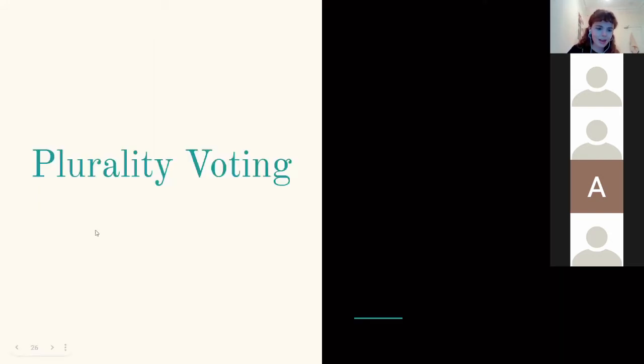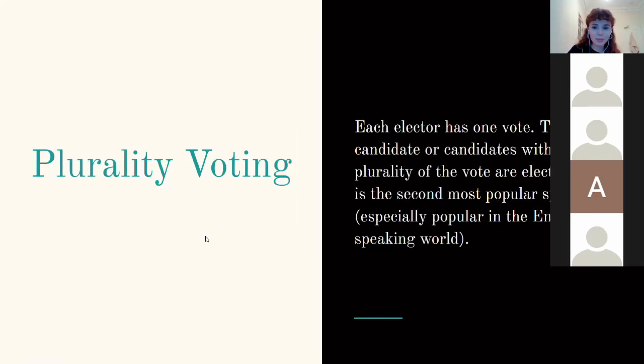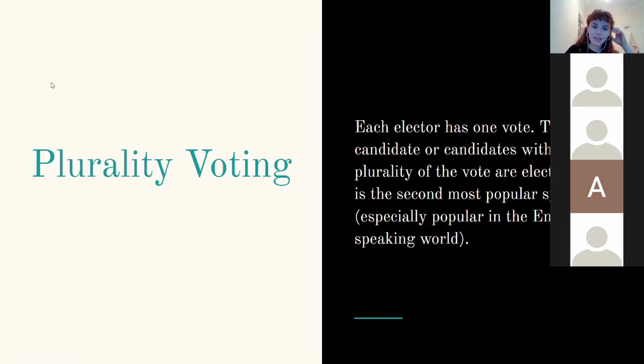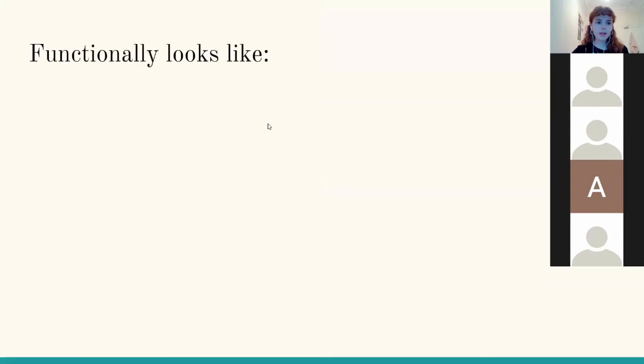debate. Okay, the next system we're going to talk about is plurality voting. So this is probably one that most of us are very familiar with. Each elector has one vote. The candidate or candidates with a plurality of the vote are elected. And this is, again, probably the second most popular system, but it's especially popular in the Anglosphere. Cool. Again, probably because of the British Empire.